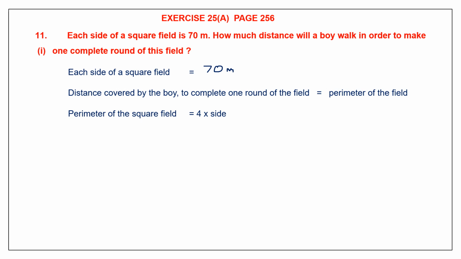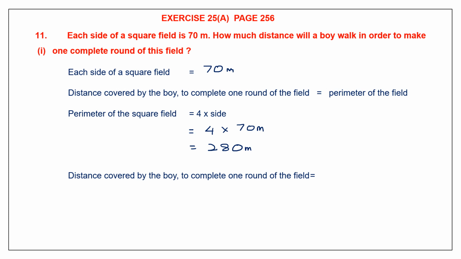So perimeter of a square is 4 into side. So square field here will be 4 into side. That is 4 into 70 meters. So 4 into 70, 7 fours are 28 and put a 0, 280 meters is the perimeter. So distance covered by the boy to complete one round of the field is 280 meters. This is the answer to the first question given here.